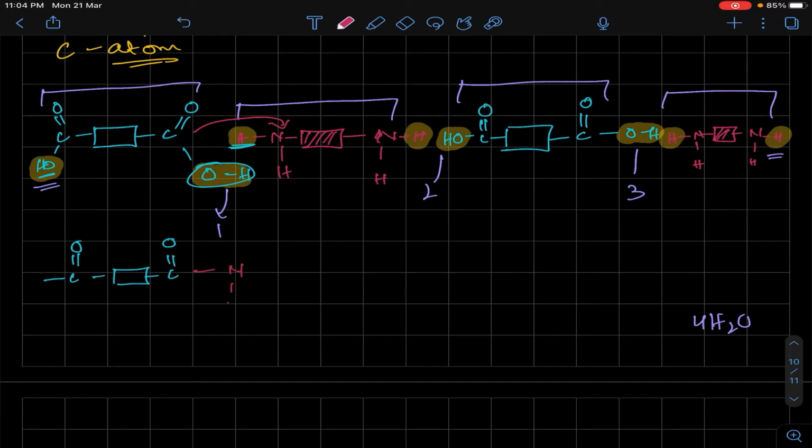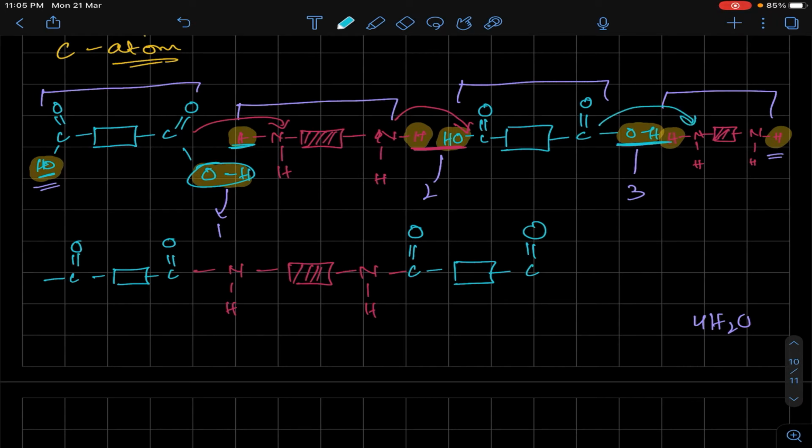So we have NH and again a box, and then NH, and then again this water molecule is lost and this nitrogen will connect to the carbon. So we get C double bond O, C double bond O. Again this water molecule is lost, carbon would be connected to this nitrogen.